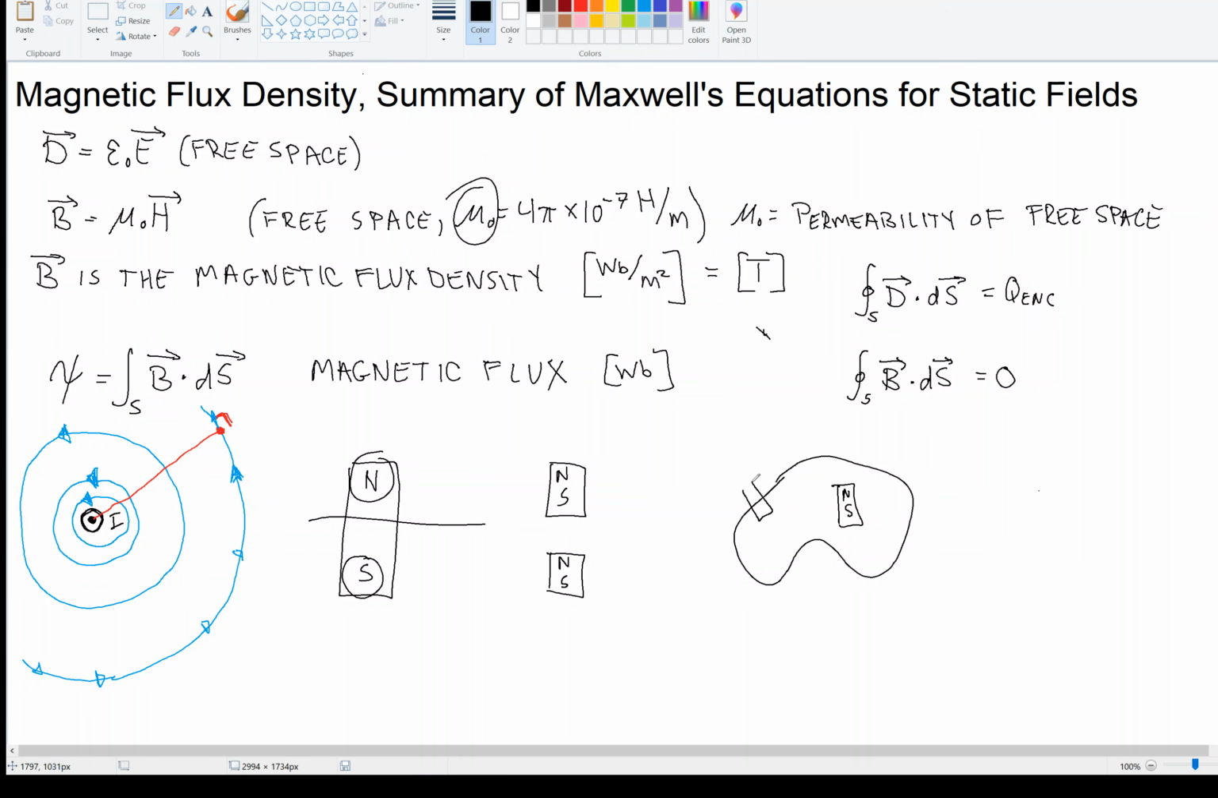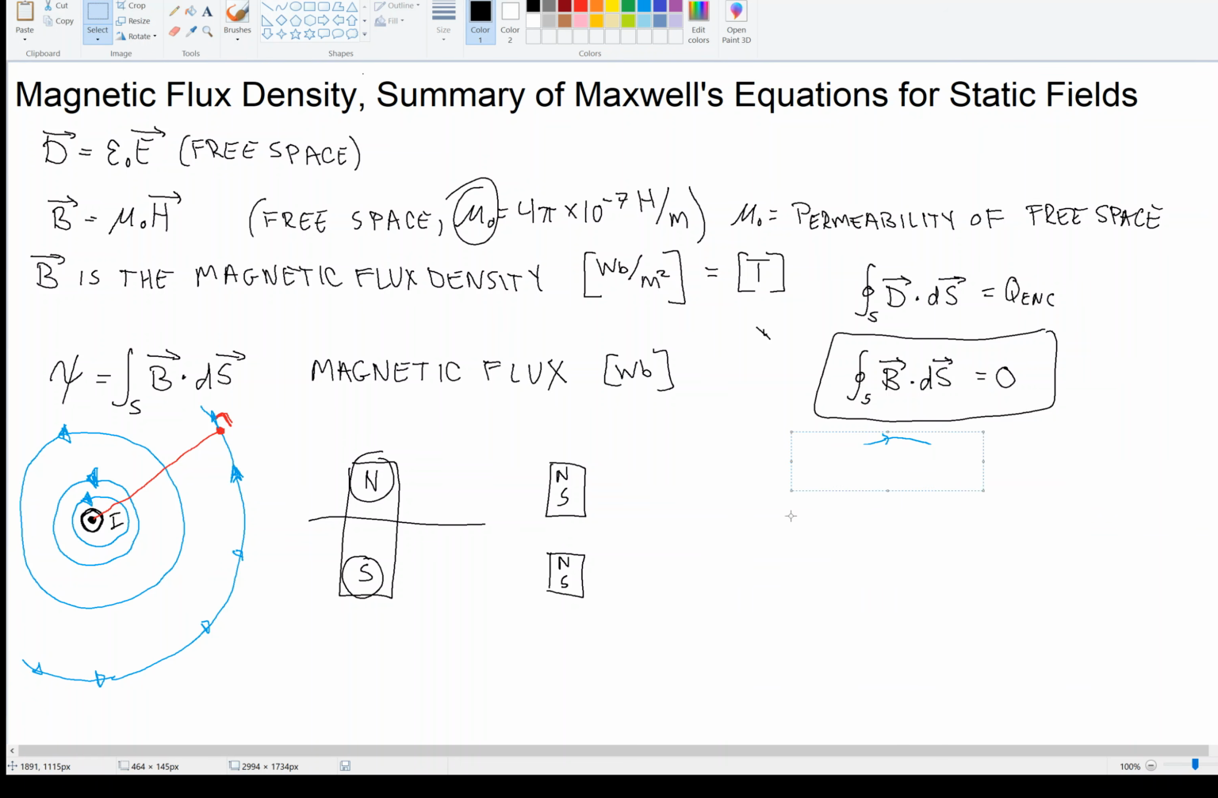If you have your bar magnet like this, well, that's not allowed because then that surface is not closed. Any flux line that comes out of the north pole will come back into the south pole. So the net flux through that closed surface is always going to be equal to zero. So this equation that I've written down here is like Gauss's law, but for magnetism, and it says that there are no magnetic monopoles, essentially.